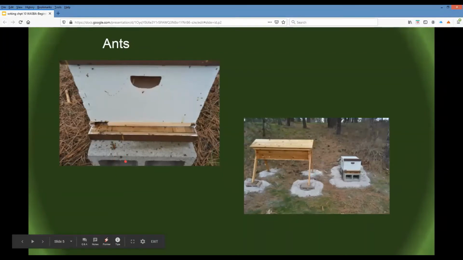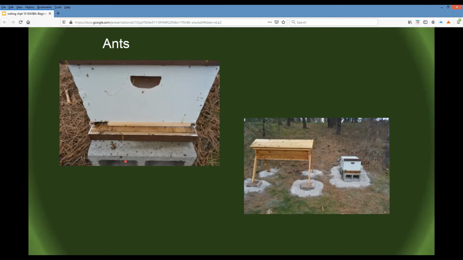Ants. Ants can overtake a weak hive. So if you have a strong hive, this again leads back to the same thing: the more you can do to keep your hive strong, which means keeping that varroa mite count down, the more easily they can overcome some of these other things. If the hive is weak, the ants can overcome them.